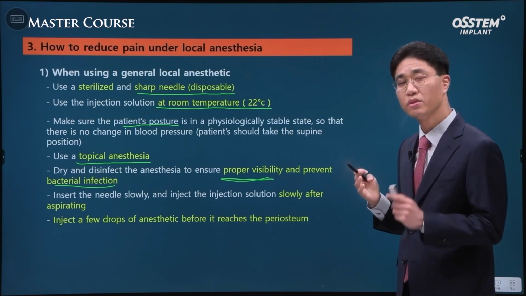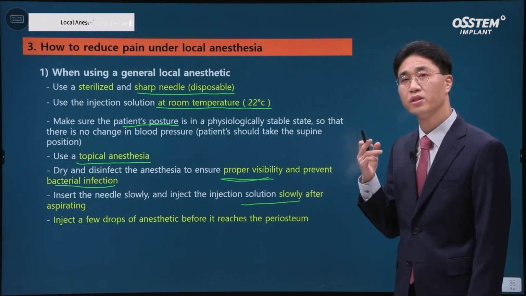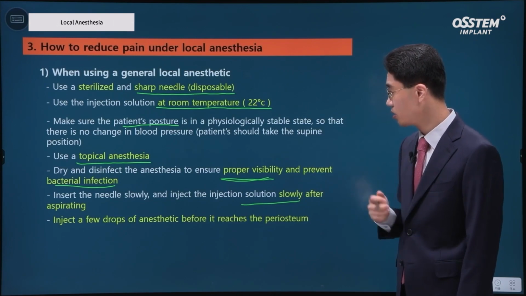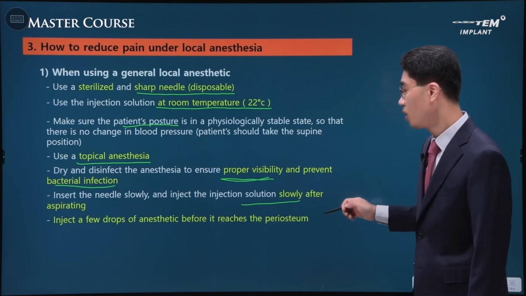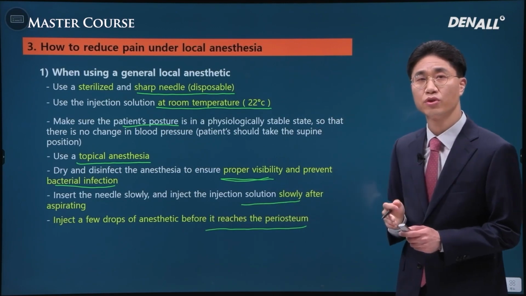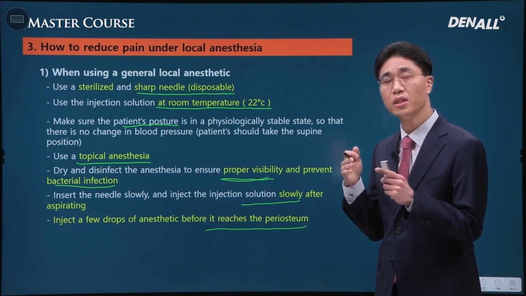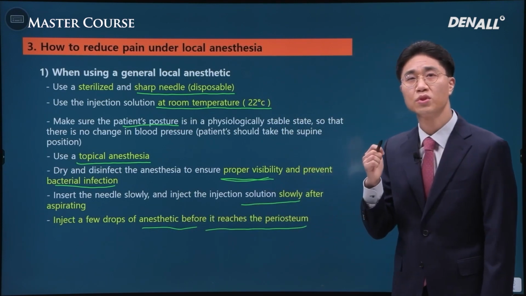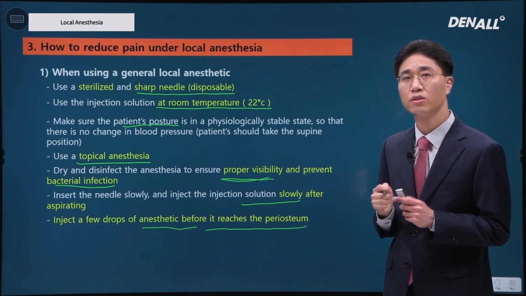If possible, insert the needle slowly and inject the injection solution slowly after aspirating. Make sure you do this very slowly. This is a way to reduce patient pain. Rather than injecting directly on the periosteum, inject a few drops of anesthetics before you reach the periosteum. You need to gradually advance towards the periosteum, and this is a way to minimize patient pain.